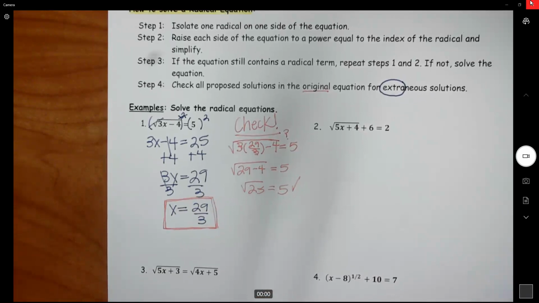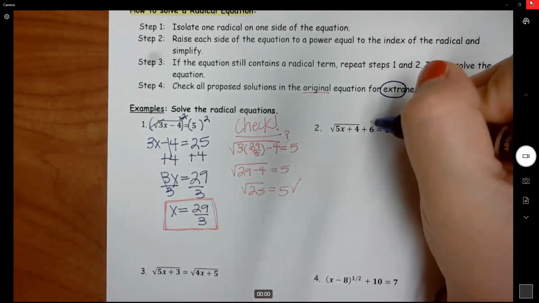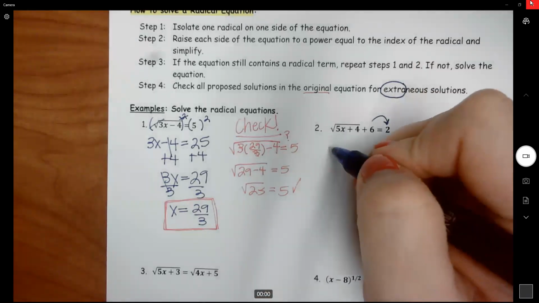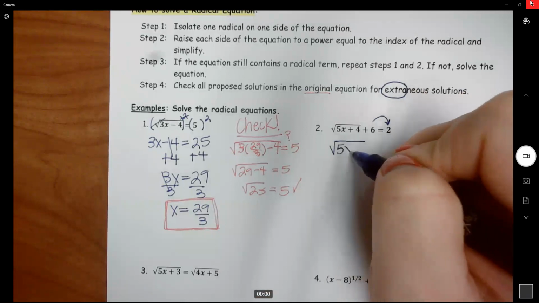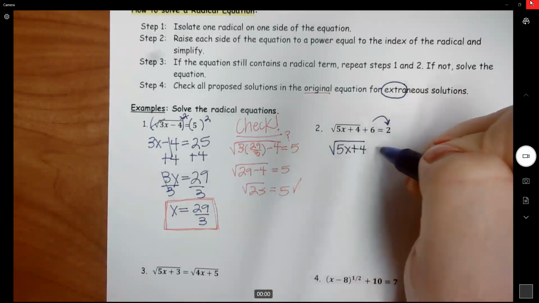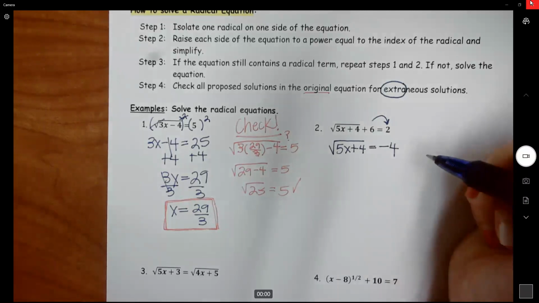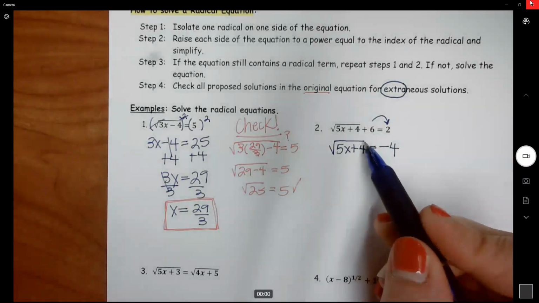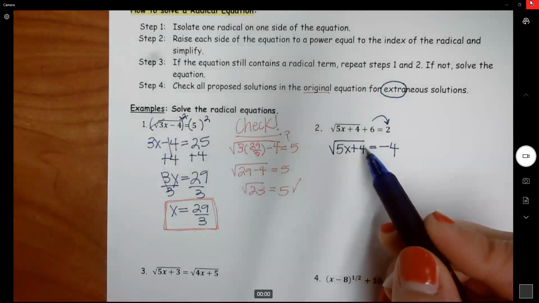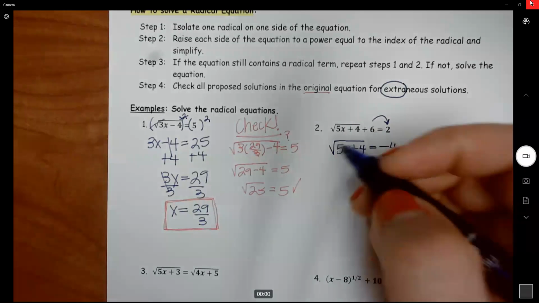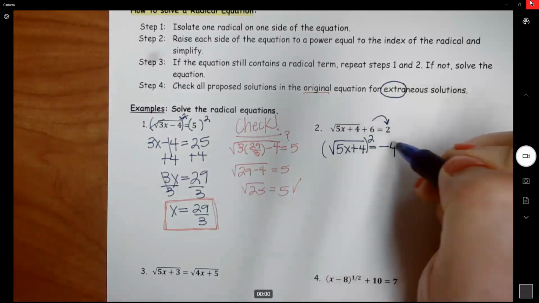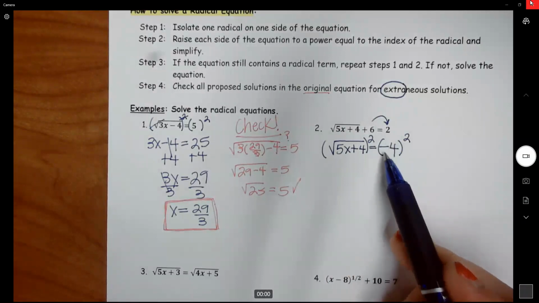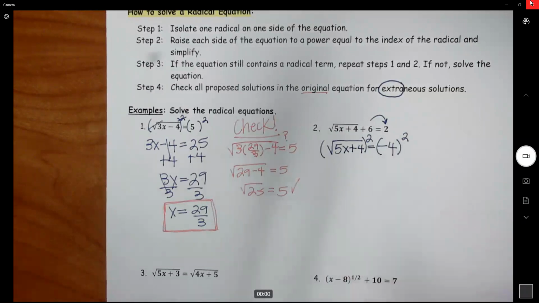Number 2, isolate the radical. To do that, we need to move this 6 over, so we're going to subtract it. We'll get the square root of 5x plus 4 equals -4. Now, to get rid of that square root, the opposite of square rooting is to square. So I'm going to square this entire side and this entire side. Notice I'm putting it in parentheses, so I'm squaring everything, not just the 4, but also the negative.